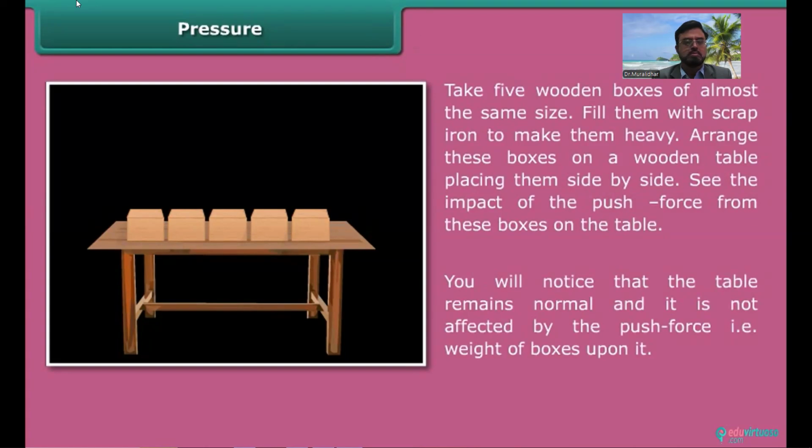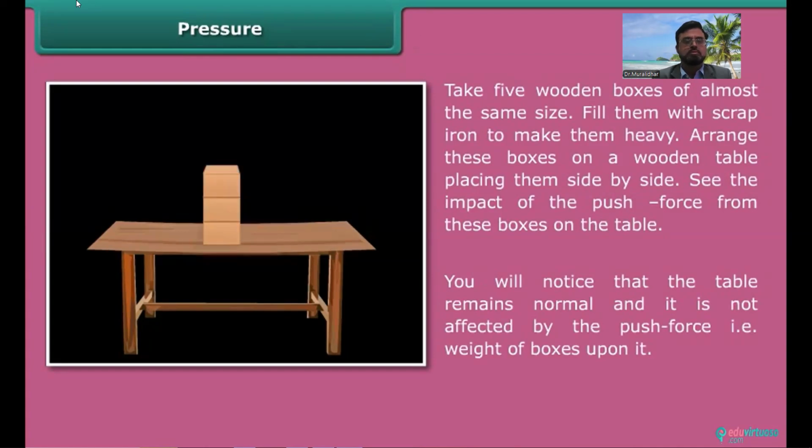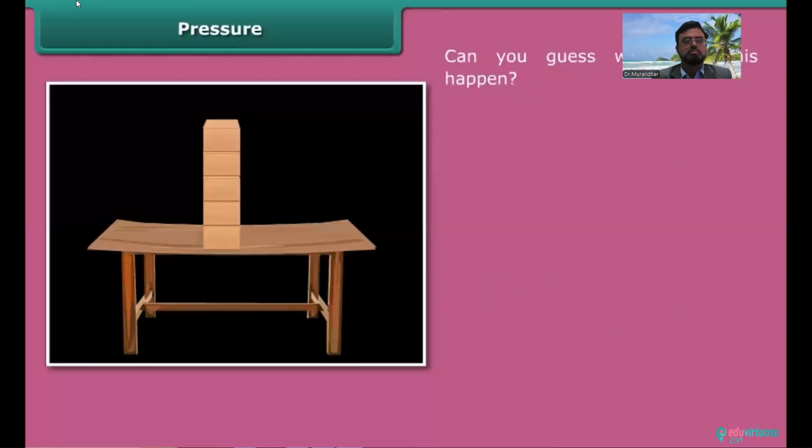Now, rearrange these boxes on the same table, placing them towards the center and one over the other. Now see the impact. In this arrangement, the table either bends or breaks under the weight of boxes. Can you guess why this happens?